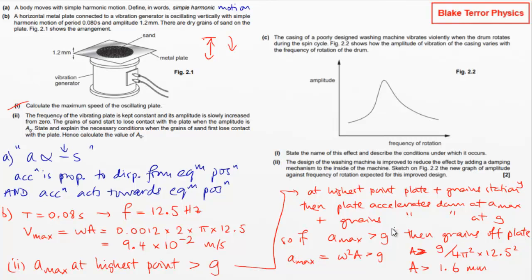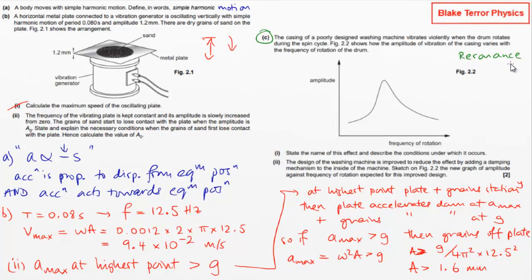Right, I've taken up the whole screen now, so let's see what we need for C. The casing of a poorly designed washing machine vibrates violently when the drum rotates during the spin cycle. Yep, sounds like my washing machine. The graph shows how the amplitude of the casing varies with frequency. State the name of this effect and describe the conditions under which it occurs.